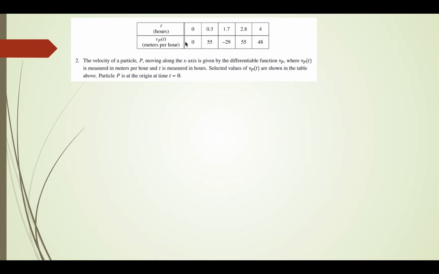So we've got selected values given in the table above, and we know that at time equals 0, particle P is located at the origin. Okay, so some things that we know right away when we see this type of problem. First and foremost, there is going to be somewhere on this question where you're required to find an average rate of change. And by that, what I'm talking about is your traditional slope that you would find in an algebra class. Y2 minus y1 over x2 minus x1, rise over run, delta y over delta x, whatever you've referred to it as. You're going to have to find that.